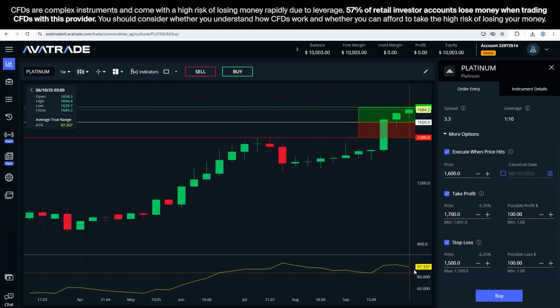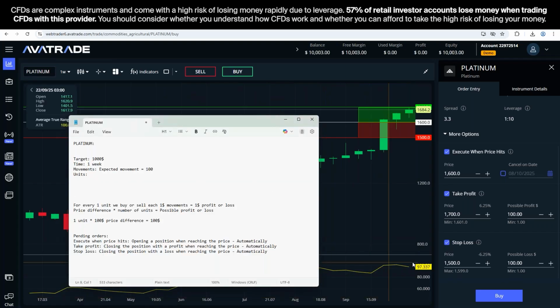Now, what does this mean? Are we too far away, guys, or are we in the range? I'm just gonna jot that down for you guys so it will be easier. Average movement for platinum per week equals 97.337. Now I'm going to ask you guys, are we too far away from the average?